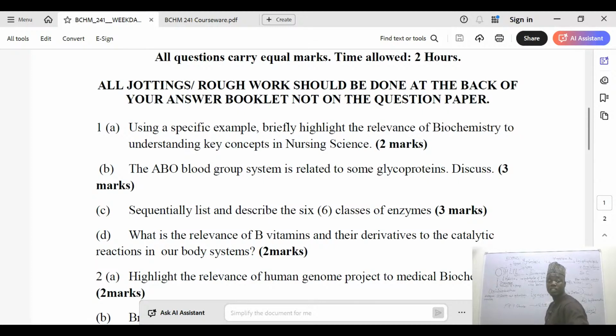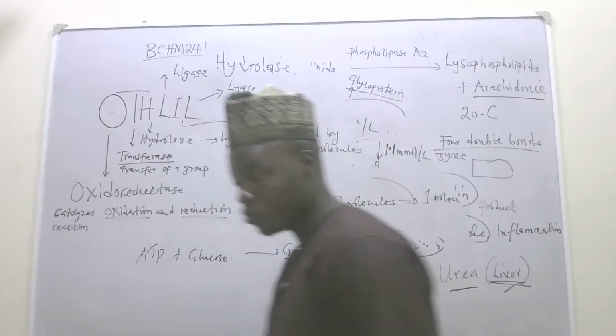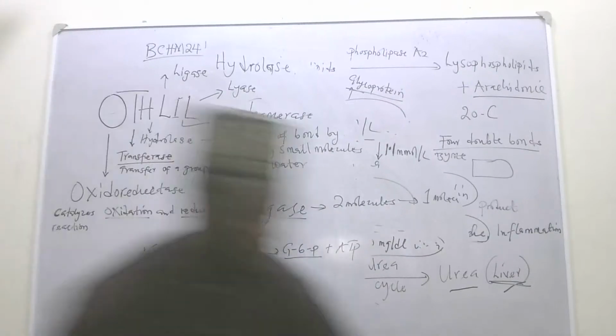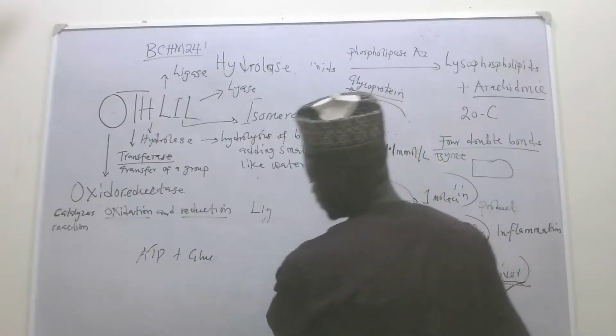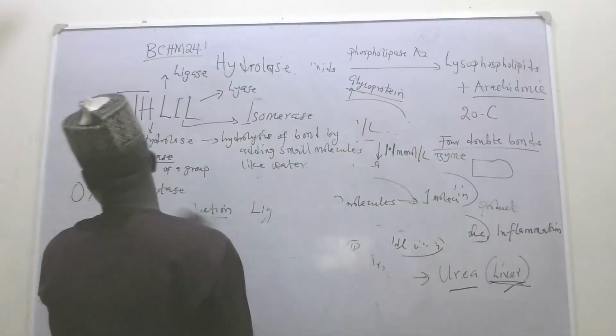So now the next question is, what is the relevance of B vitamins, that is vitamin B, and the derivatives to the catalytic reactions in our body? Okay, so let's now answer question 1D. Question 1D. The importance of vitamin B and their derivatives in catalytic reactions in our body.